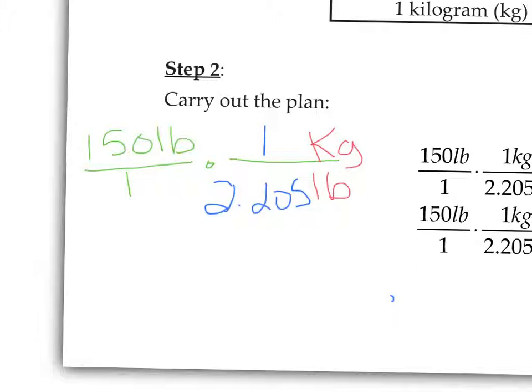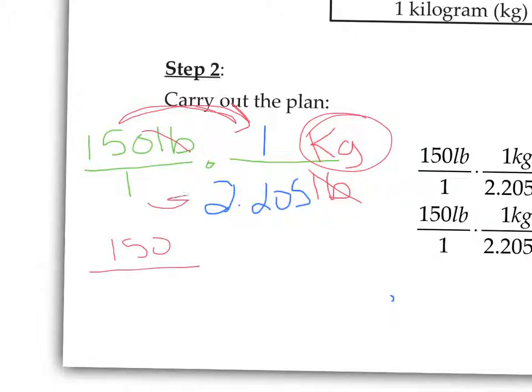And you can see now this pounds cancels with this pounds, and we're left with the unit of kilograms. So again, 150 times 1 is 150 over 1 times 2.205, and the units are pounds. Again, a division here. So you could do the long division on this.